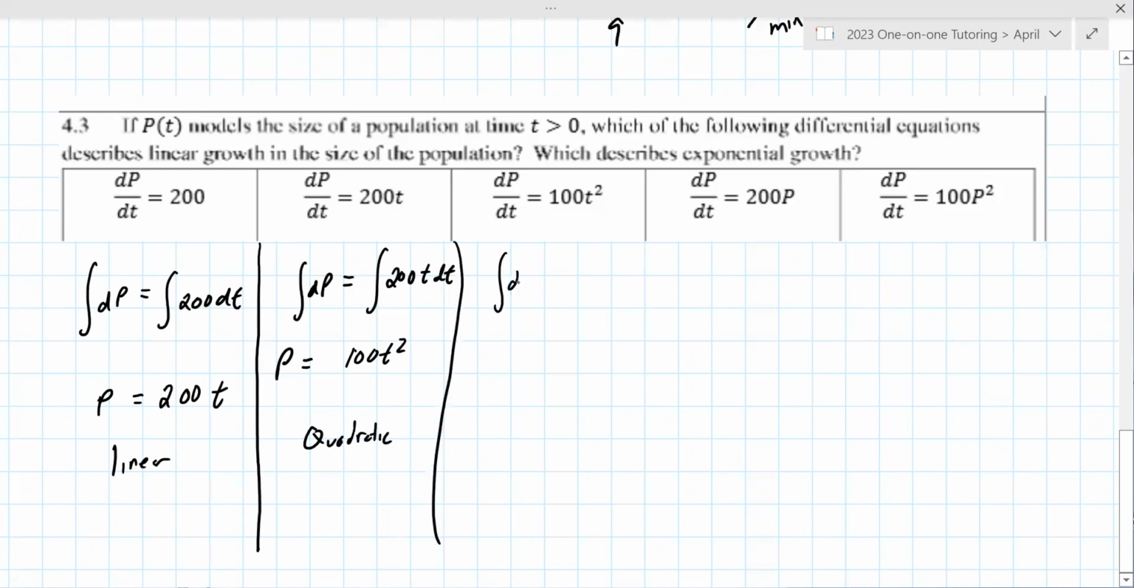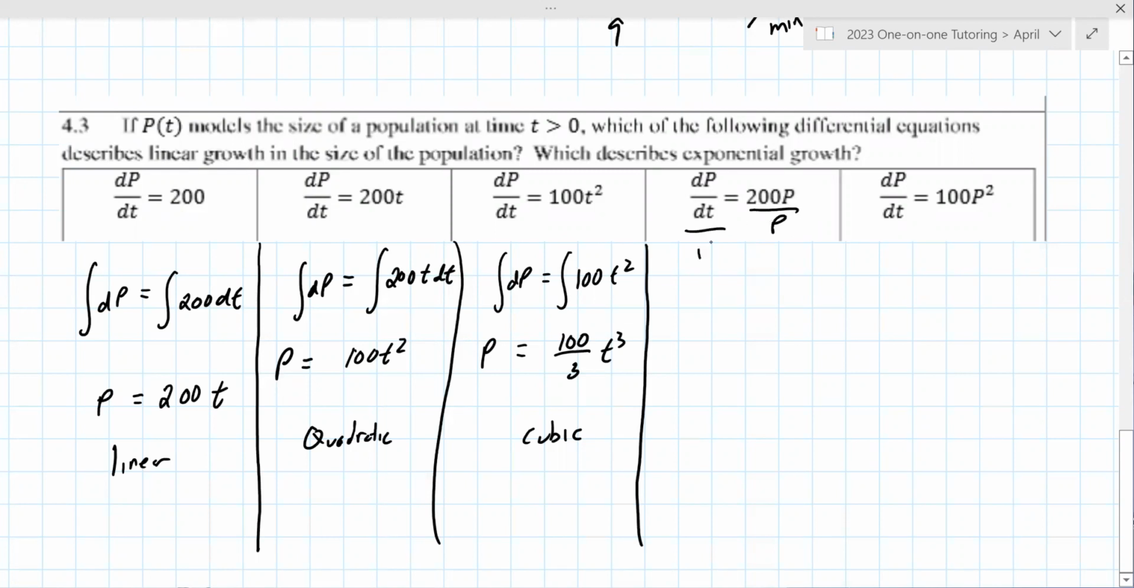Okay, so we keep going here. Next one is the integral dp equals integral 100 t squared. This becomes p equals 100 over 3 t cubed. It's cubic. Okay. So not exponential, so it's got to be over here. This is where it gets a little bit different. This time the variable p is on the right, so it actually moves to the left. You divide both sides by p, and you get the integral dp over p equals the integral 200 dt. That's the whole separable differential equation.